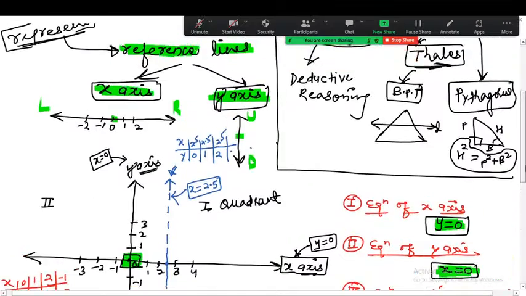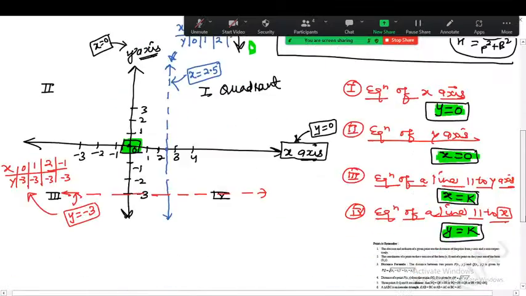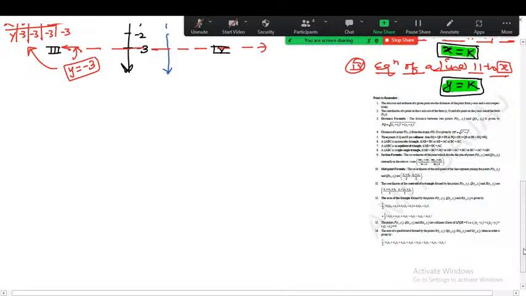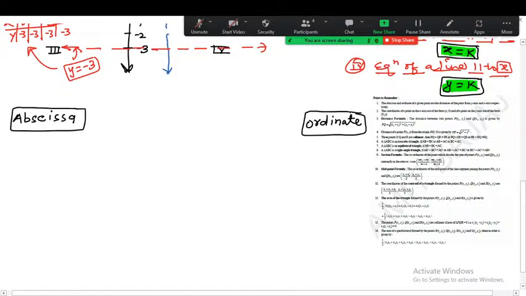So far I have explained up to this. Are you okay with this? Now we will consider some other things like abscissa and ordinate. I will be explaining these two terminologies in detail. Abscissa, and one more terminology is ordinate.